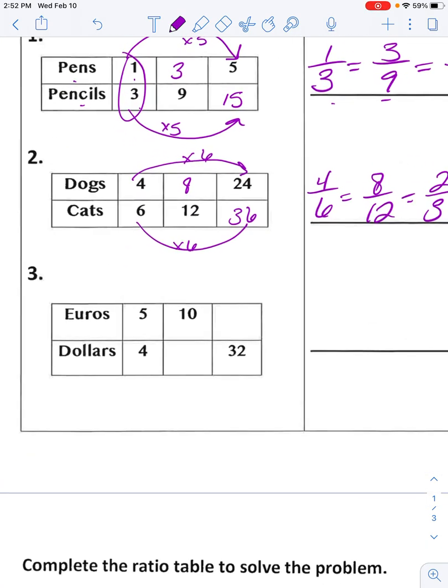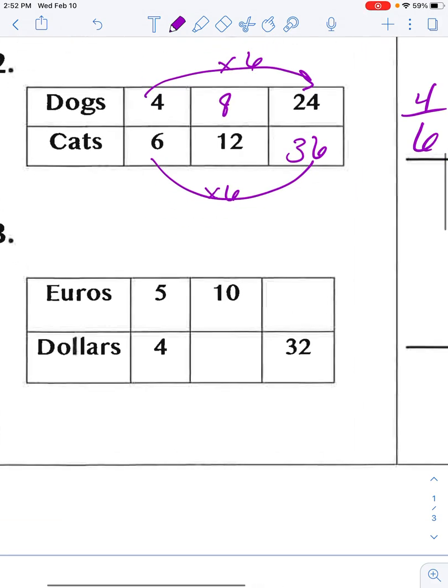You try the third one. Pause the video, then unpause and see if you got it right. Euros to dollars. 5 euros is the same as $4. How do I get from 5 to 10? Multiply by 2. So multiply the dollars by 2 to get 8.